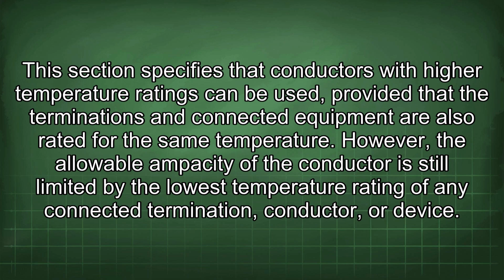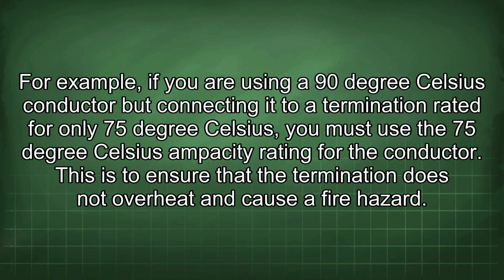However, the allowable ampacity of the conductor is still limited by the lowest temperature rating of any connected termination, conductor, or device. For example, if you are using a 90 degrees Celsius conductor but connecting it to a termination rated for only 75 degrees Celsius, you must use the 75 degrees Celsius ampacity rating for the conductor. This is to ensure that the termination does not overheat and cause a fire hazard.